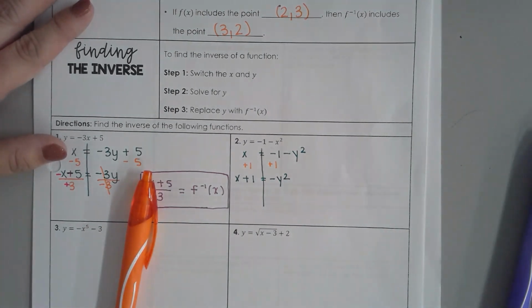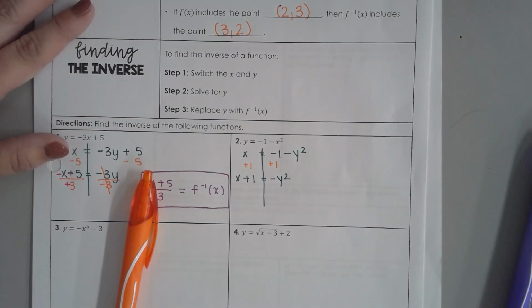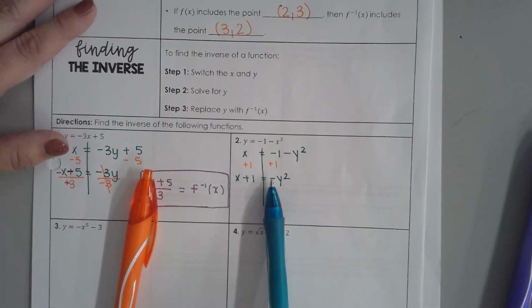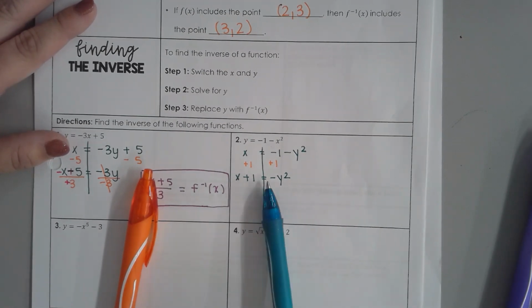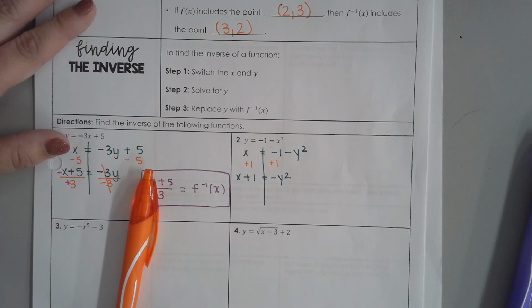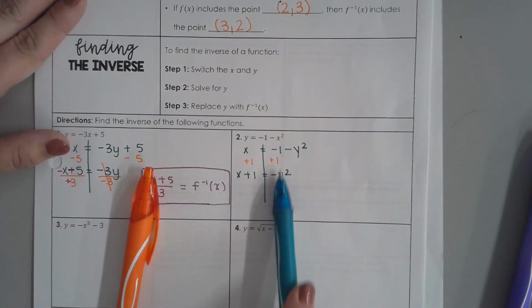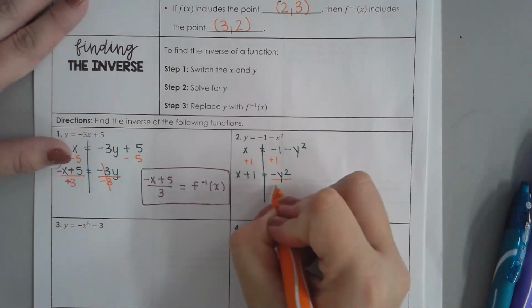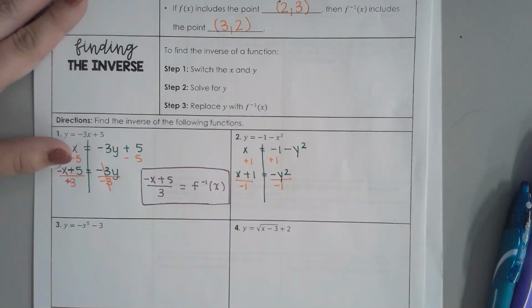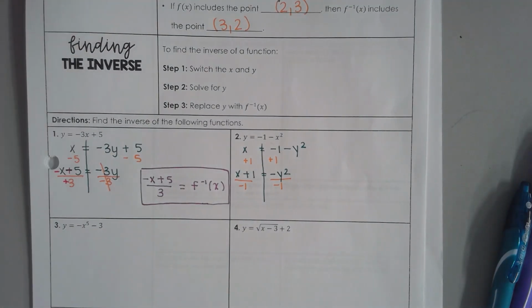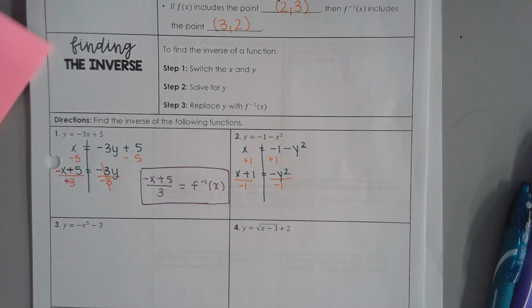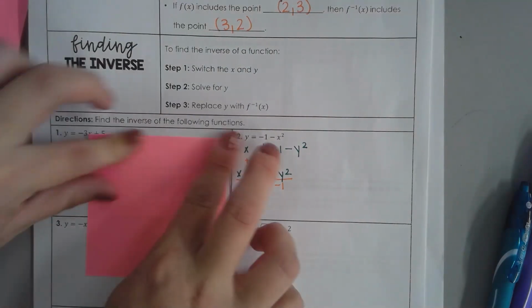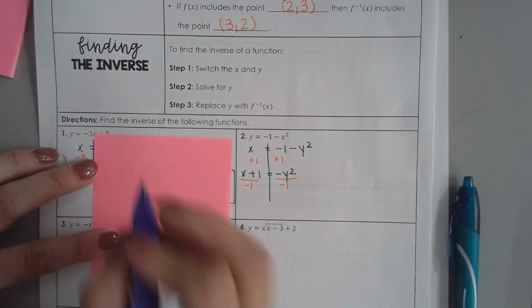And we get x plus 1 equals negative y squared. If you have this negative in front, it's the same thing as negative 1 times y squared. If you have a number being multiplied, you need to get rid of that. So I'm going to divide both sides by negative 1. I'm going to go to the side and write this out. I'm just going to show you some of the math.